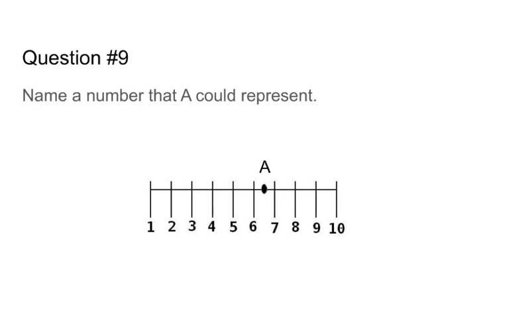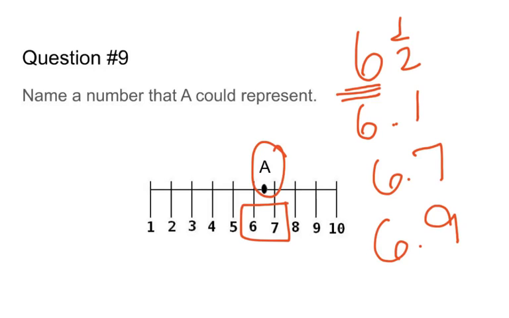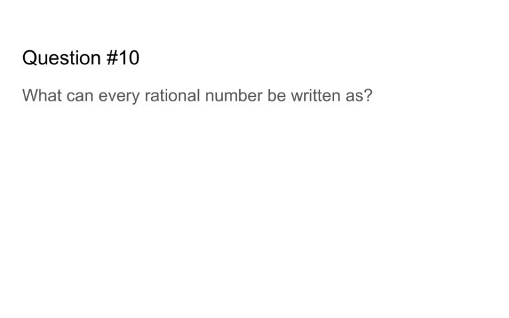Name a number that A could represent. Please choose your answer. Notice that A is between 6 and 7. So you could have chosen a million different answers. 6.5, 6.1, 6.7, 6.9. As long as you have the whole number of 6 and then some part to it, that will give you a number that A could represent. Question 10. What can every rational number be written as?